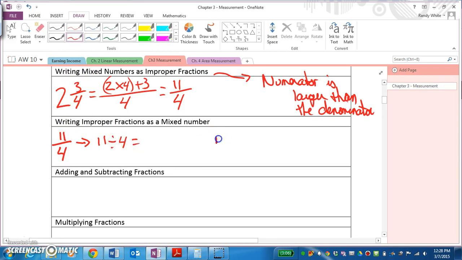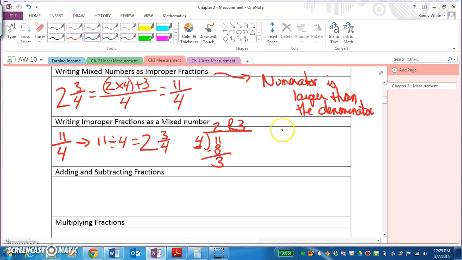So if we take 11, we divide it by 4, well, 4 goes into 11 2 times. 2 times 4 is 8. We subtract. I have 3, so I have a remainder of 3. So my whole number is 2, and out of that 4, I have 3 left over, which is 2 3/4.